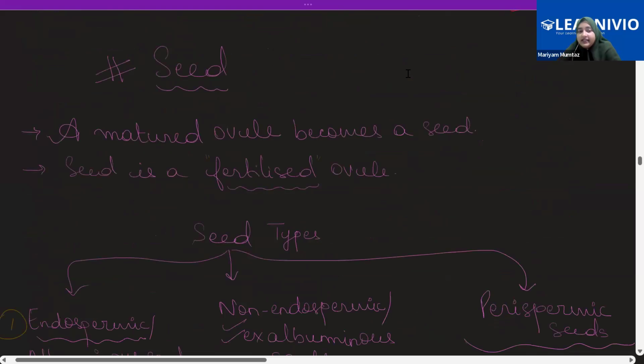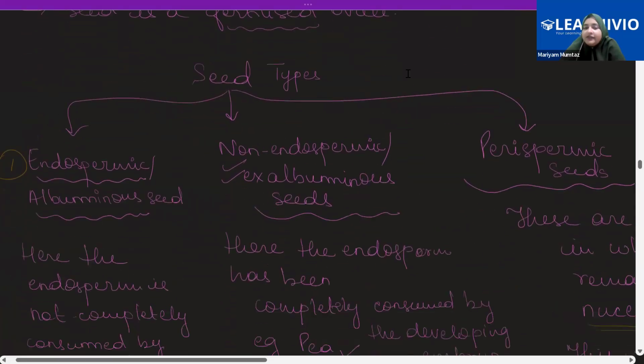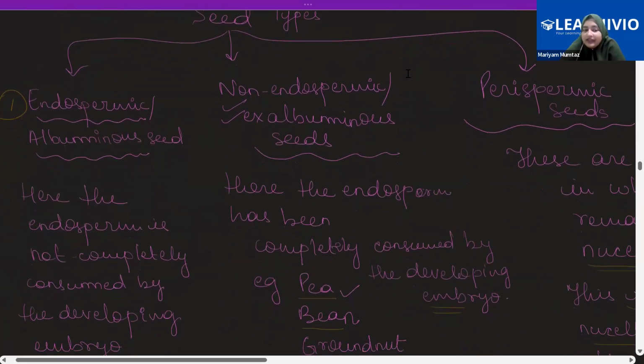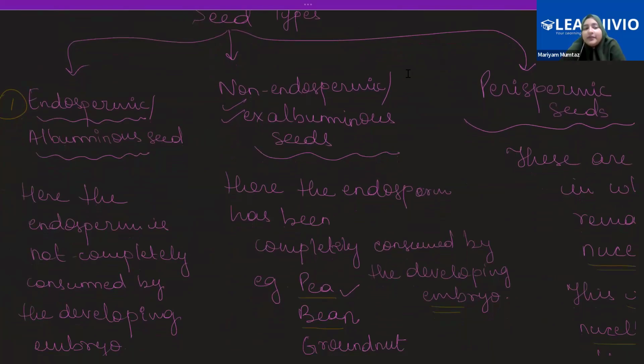Then talking about the seed, which forms as a result of the ovule being fertilized, right? So when the ovule becomes fertilized, or you can say a mature ovule, it forms the seed. Depending upon the kind of endosperm it has, the seeds are of three types: endospermic, non-endospermic, and perispermic. Endospermic seeds are also called albuminous seeds. They have the endosperm persistent.